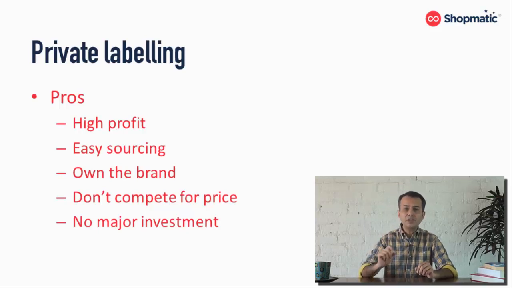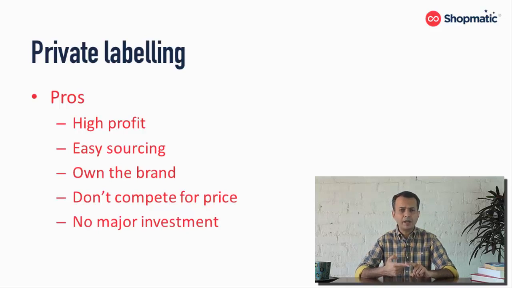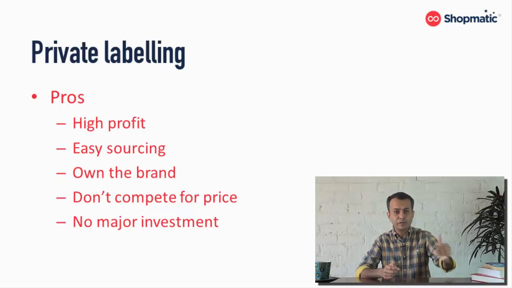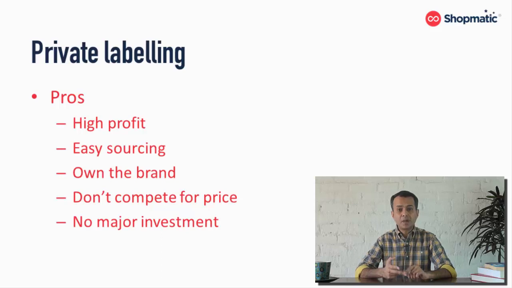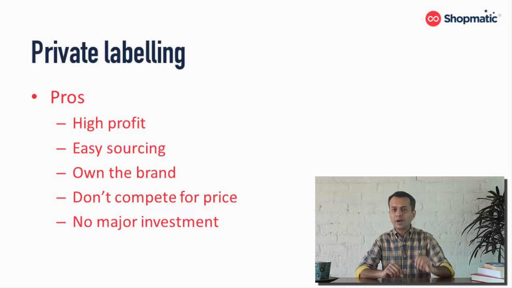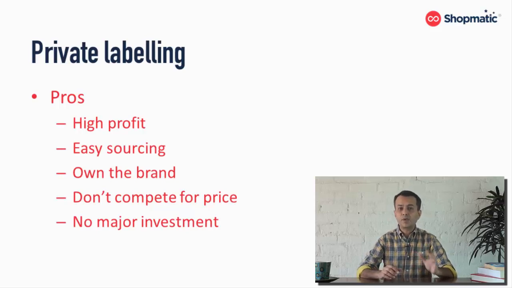Now, the advantages of this model are many. First is that the profit margins are pretty high, between 25 to 50%. Sourcing is much easier since there are manufacturers who will actually want to private label for you. You own the brand, you control the brand, the pricing, and you can even sell the brand when it gets big enough. You don't have to compete for the lowest price because you're the only manufacturer. You have no major investments.